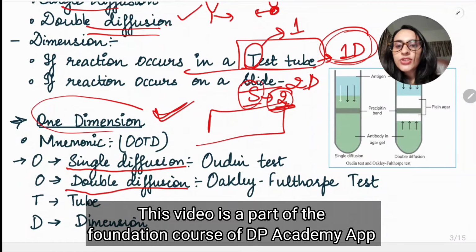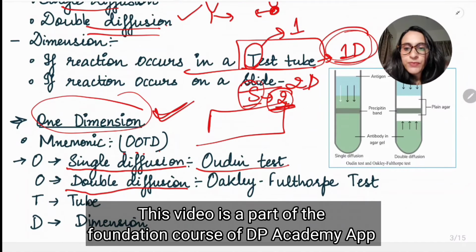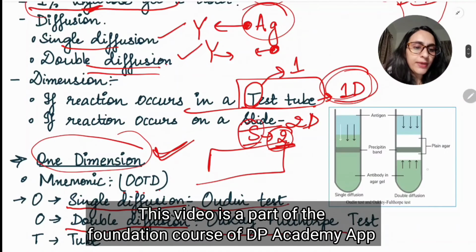So in the one dimension, you can remember OOTD. This is the Instagram hashtag outfit of the day. So OOTD, you can remember OO is Ouchterlony test. See, this is the Oudin test, and the other test is the Ouchterlony test. So the Ouchterlony test is done for double diffusion. Single diffusion is the Oudin test.